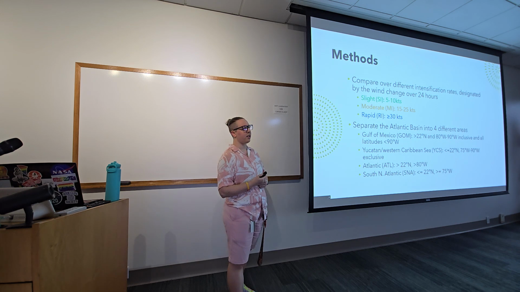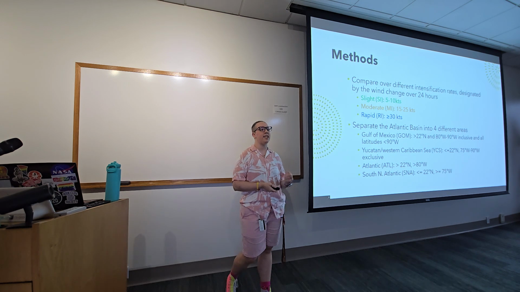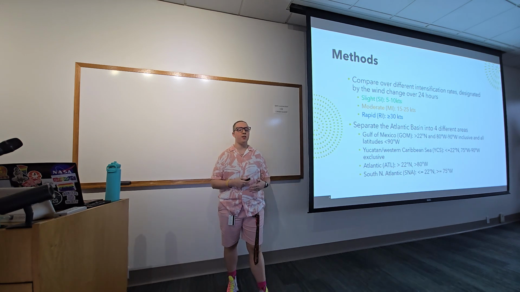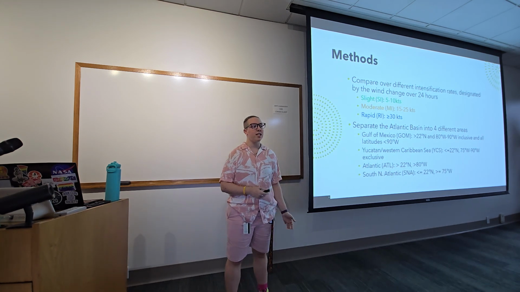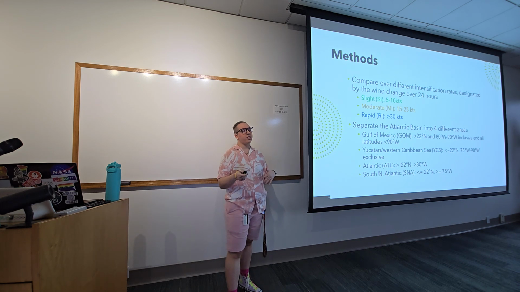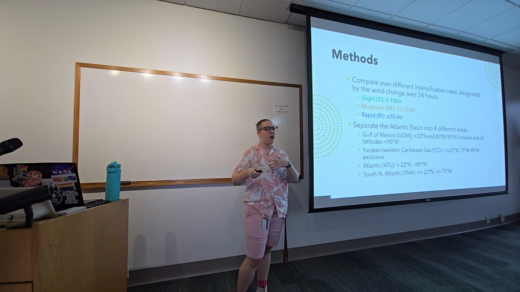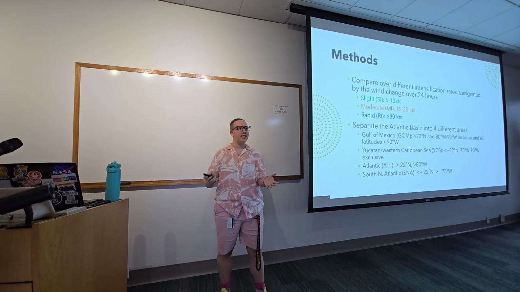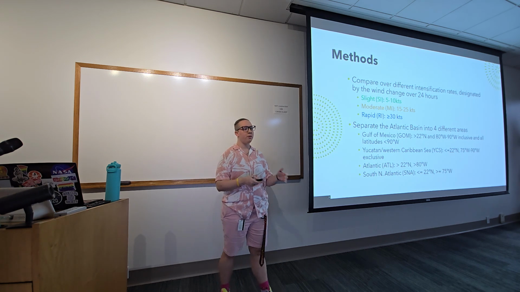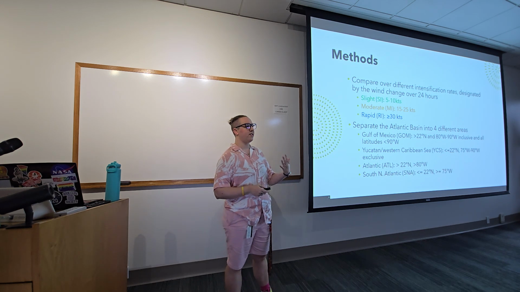So I mentioned that we're going to compare different intensification rates. Some of you might have heard of rapid intensification. That is an increase in the maximum sustained winds of at least 30 knots in 24 hours. And so a lot of these studies usually take your RI cases and then they'll take a subset of a slower intensifying or steady state to really do a comparison. But we really wanted to see what are the differences between all sorts of intensifying.